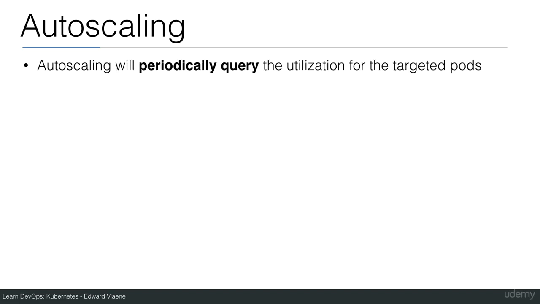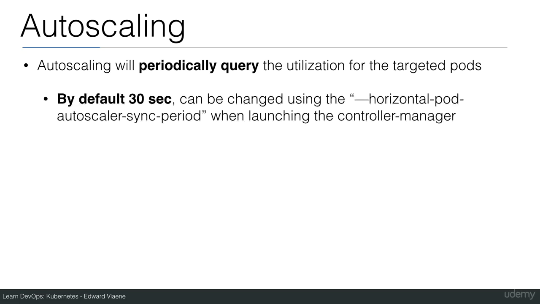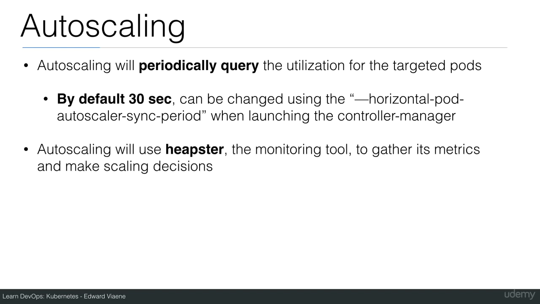Autoscaling will periodically query the utilization for the targeted pods. By default, this is every 30 seconds, but that can be changed using the horizontal pod autoscaler sync period when launching the controller manager. If you would want to change this default value, you can, but it needs to be done in the initialization scripts when the controller manager starts on the master node.